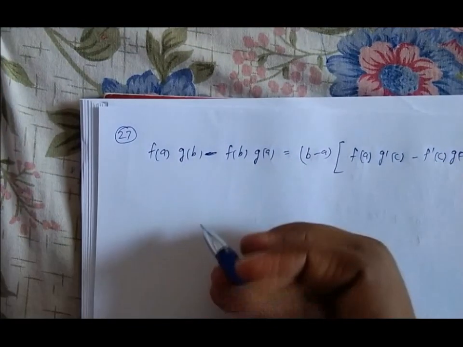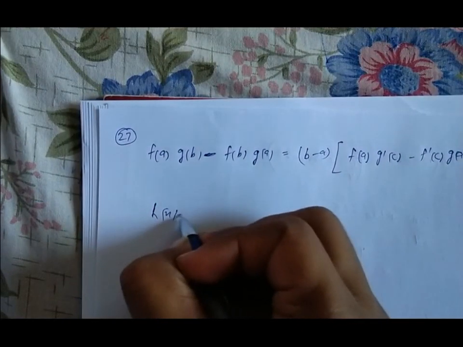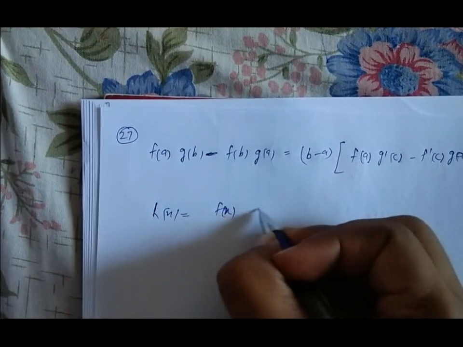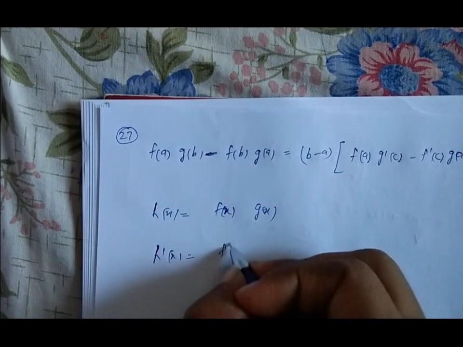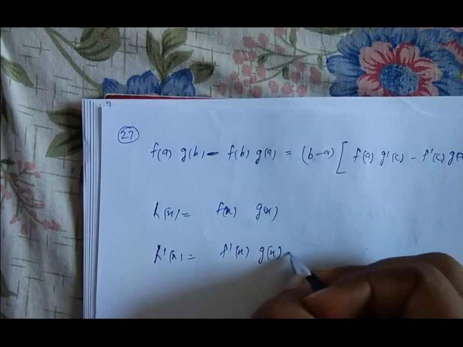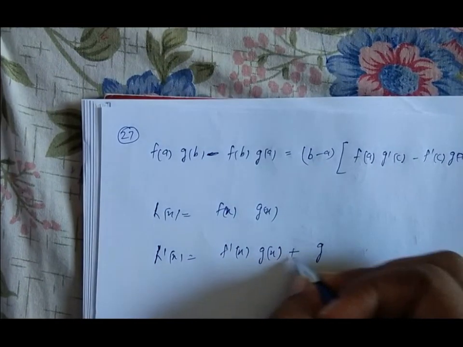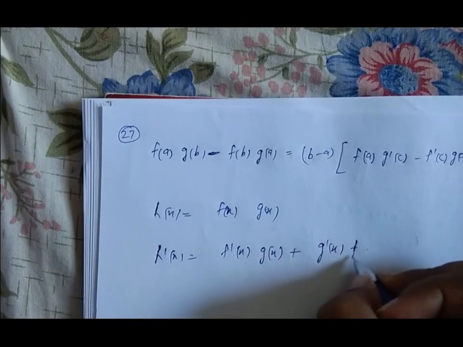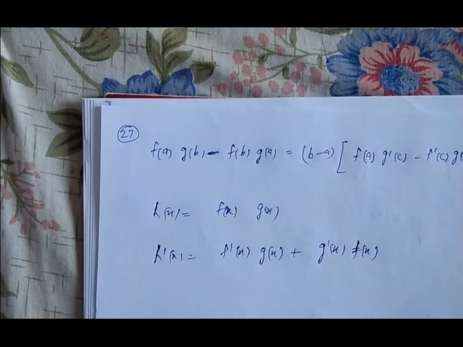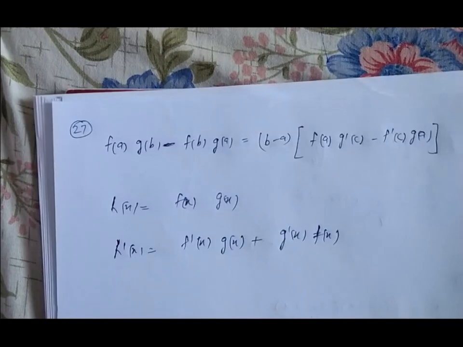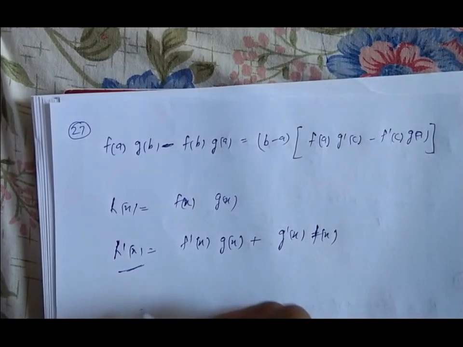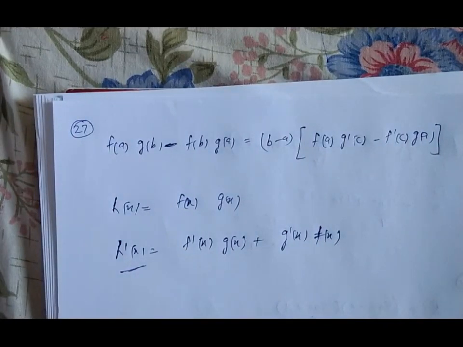Okay, so let's first assume that there is a function h(x) which is f(x) into g(x). So h dash x is equal to f dash x g(x) plus g dash x f(x). Okay, now we can apply Rolle's theorem on h(x) to get the desired result.